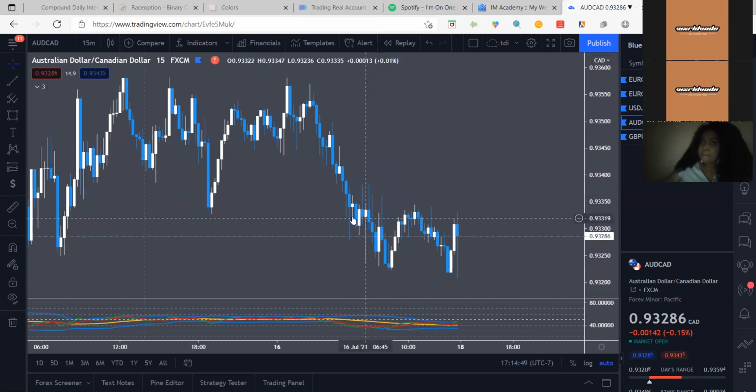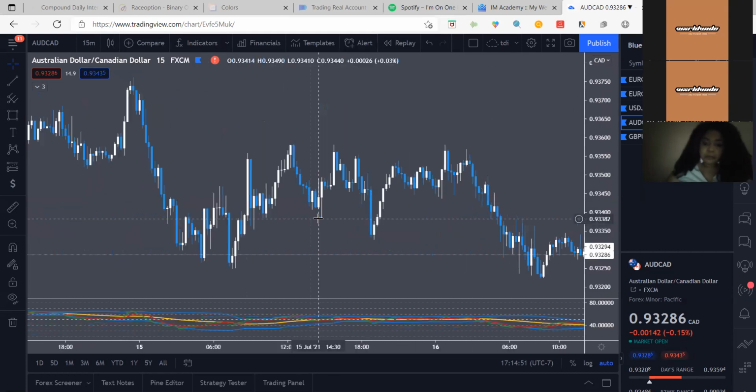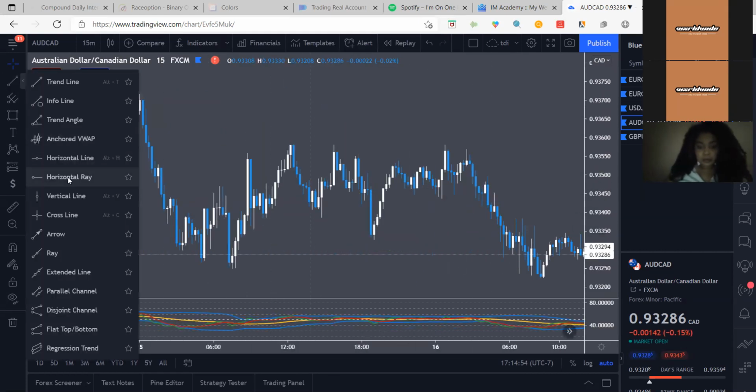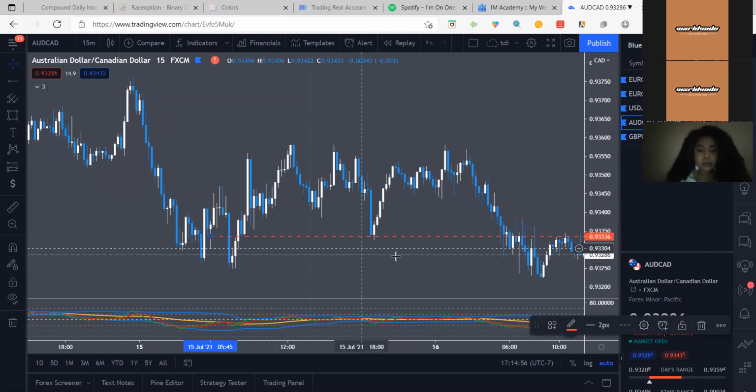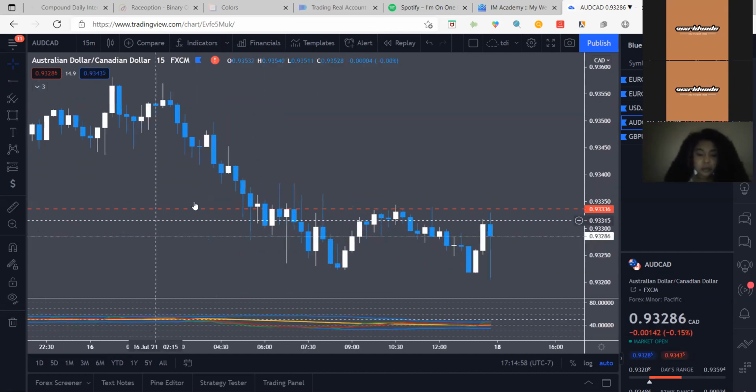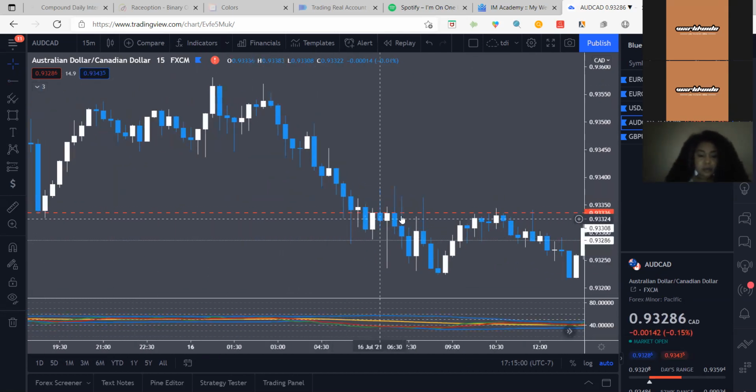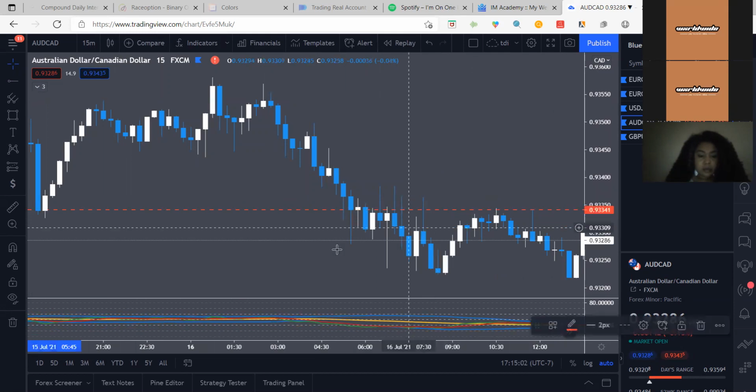Because you see, this is a perfect example. You have support turn into resistance right here. The reason why this is validated is because of the multiple wicks on a 15-minute time frame. These wicks are telling a story. This candle opened here, closed down here, but it traveled all of this price. This is telling you something.